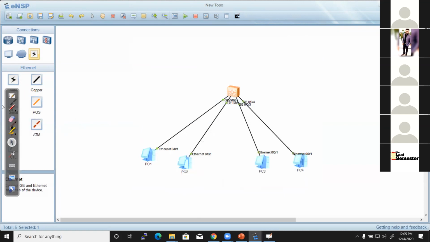So now this machine would be able to communicate with PC3 and PC4. I think so. No, we need to provide routing for that, I think. Okay. Anyone else?